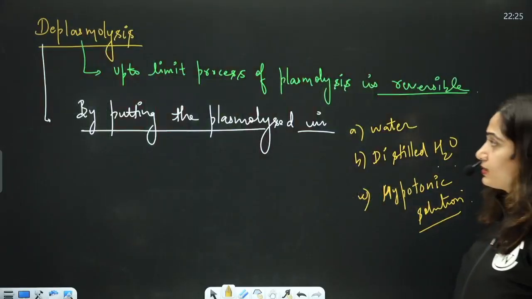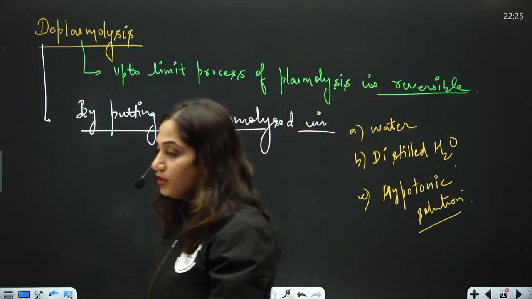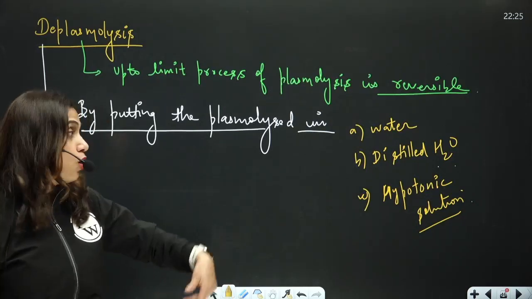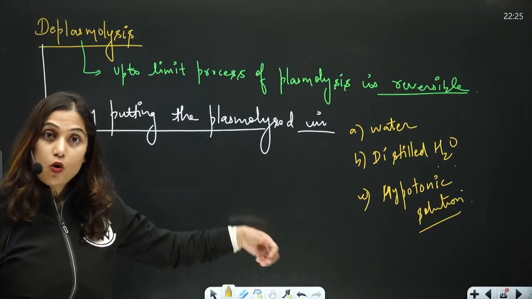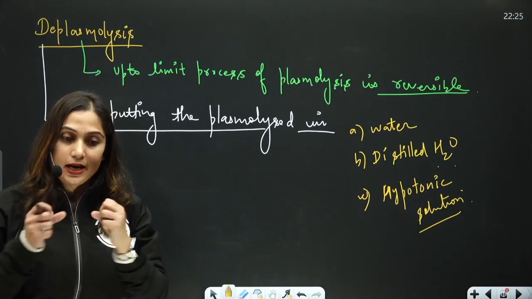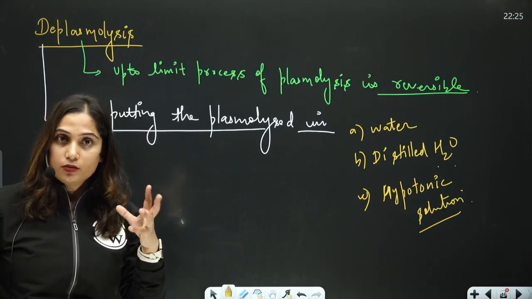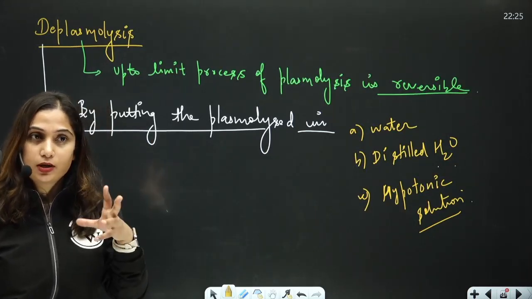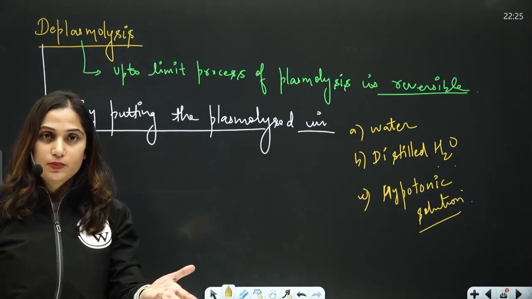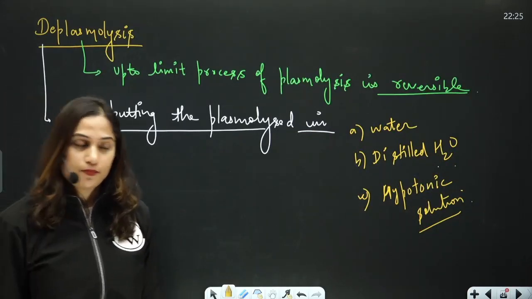Now deplasmolysis. Up to a limit, the process of plasmolysis is reversible. That means if you put a plasmolyzed cell into distilled water or hypotonic solution or water, then water will fill up the cell and it will come back to life, because the shape is not distorted, as the cell wall is not affected by it. So up to a limit, the process of plasmolysis is reversible when you put the plasmolyzed cell in water or in hypotonic solution. Okay.